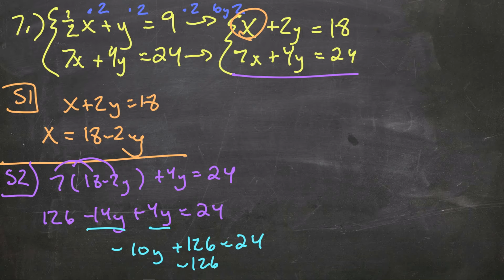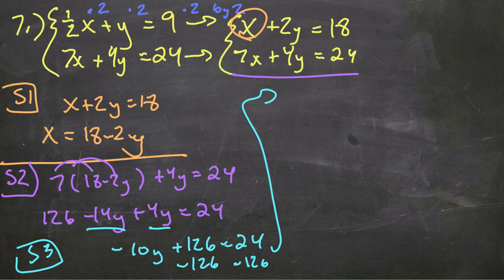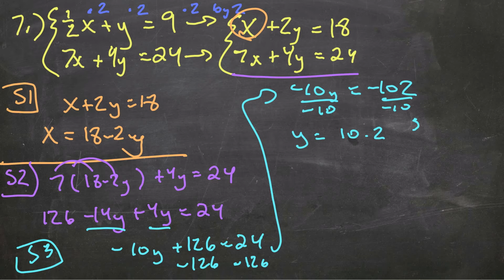I subtract 126 from both sides. So this is still step 3. I get minus 10y equals negative 102. I divide both sides by negative 10. I get y equals, you might use 10.2. I probably would use 51 over 5. Both those are acceptable. All right.